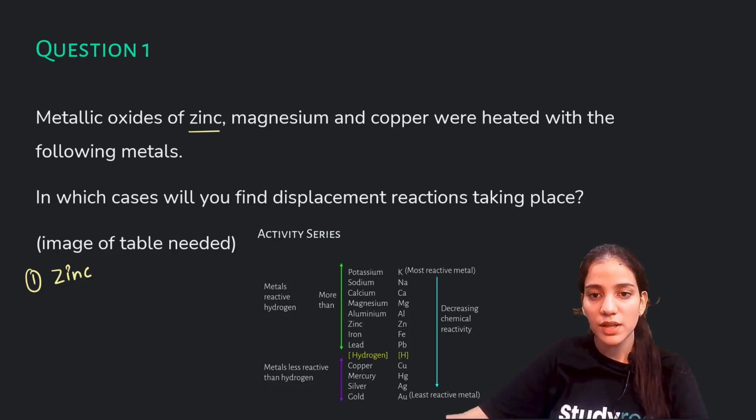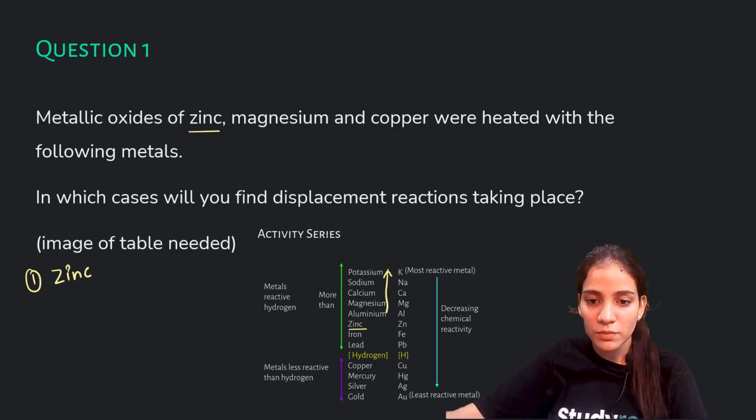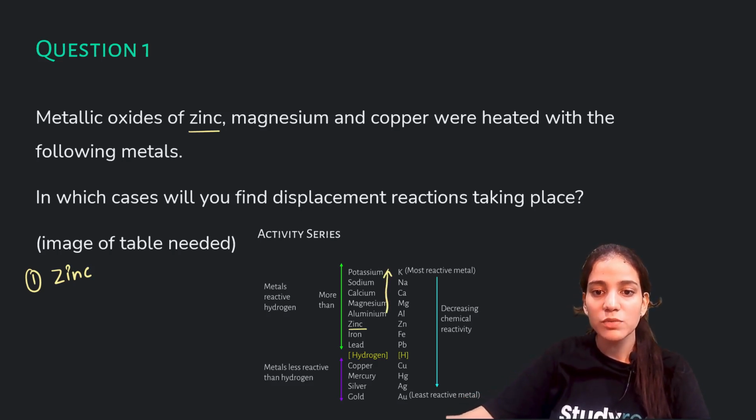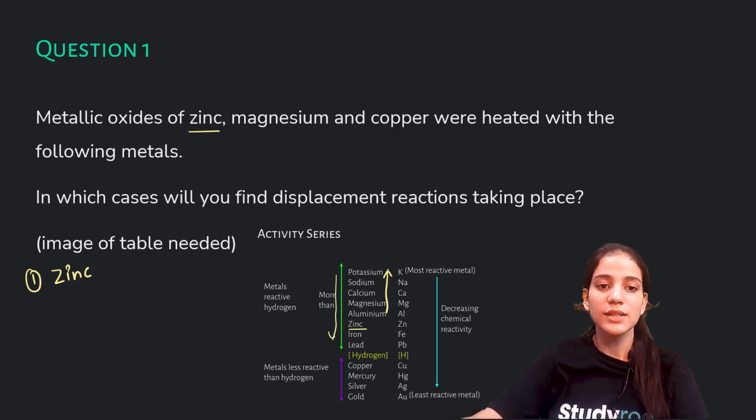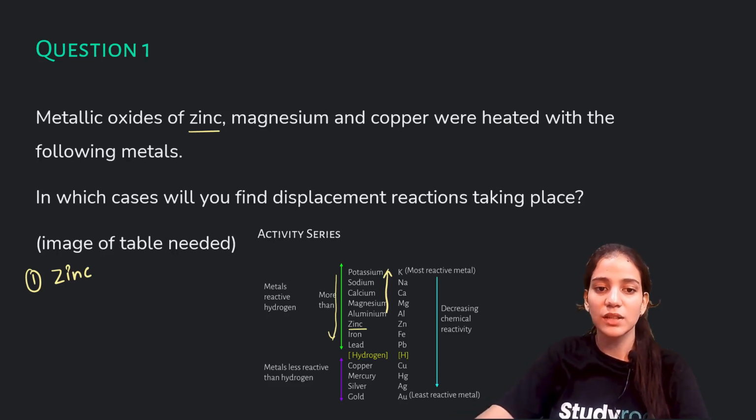Suppose we have zinc here. For zinc, the metals lying above it in the reactivity series will displace it. For magnesium, only potassium, sodium, and calcium can work. Whereas for copper, any one of these, even carbon, can act as a reducing agent, as far as displacement reaction is concerned. So any one of them can be used for displacing the copper.